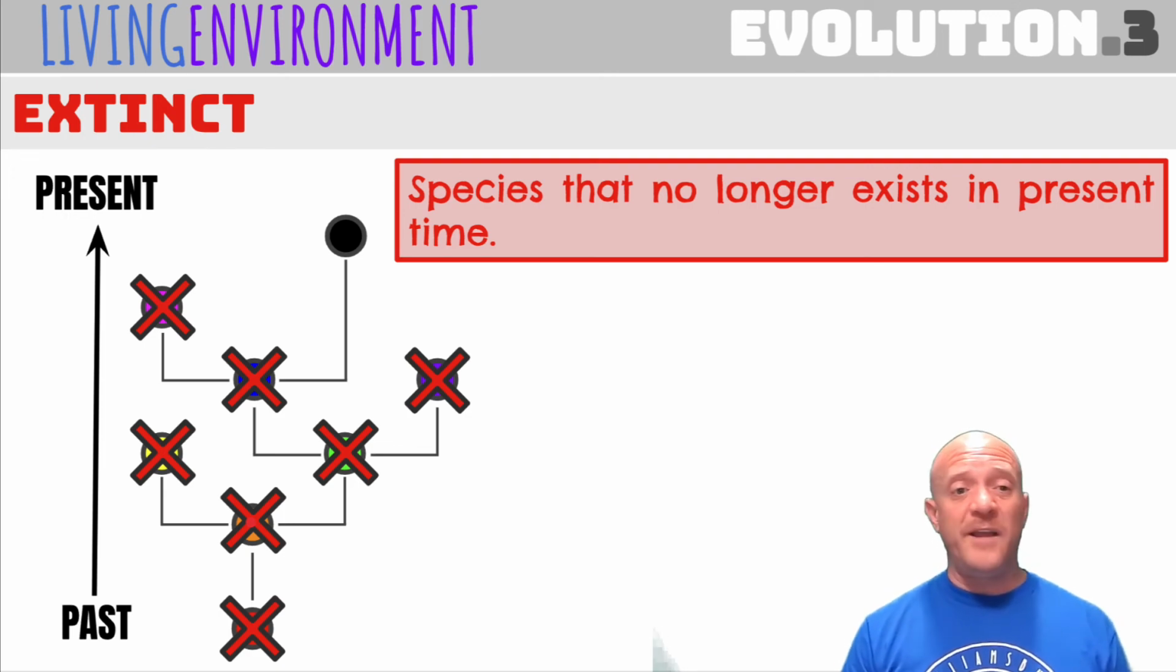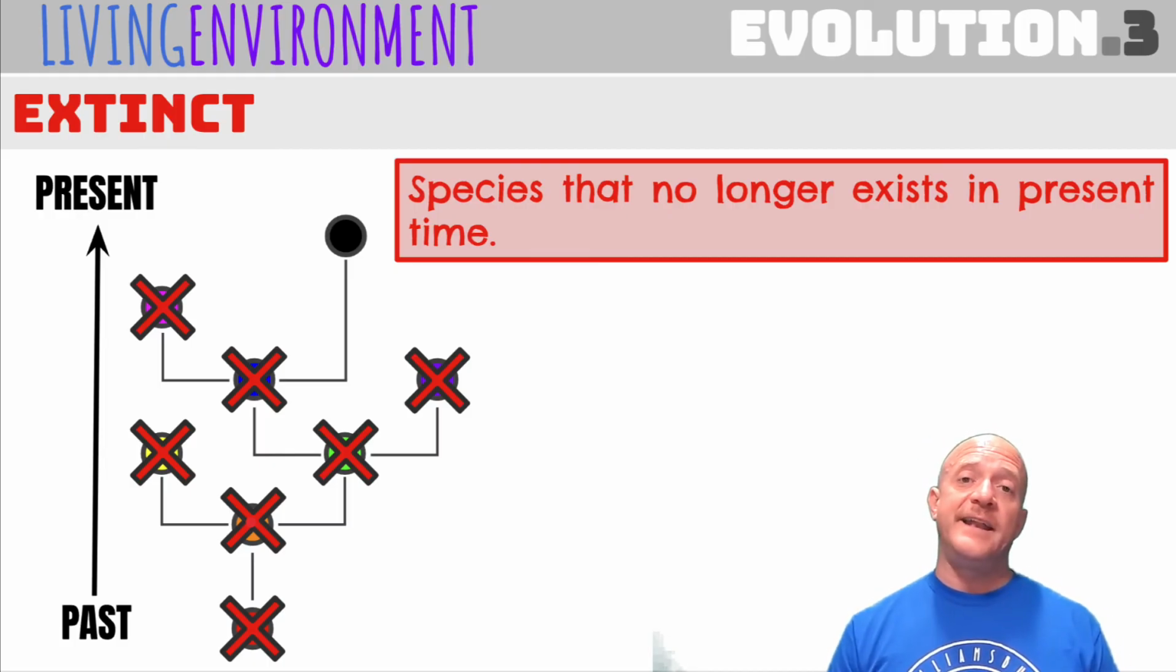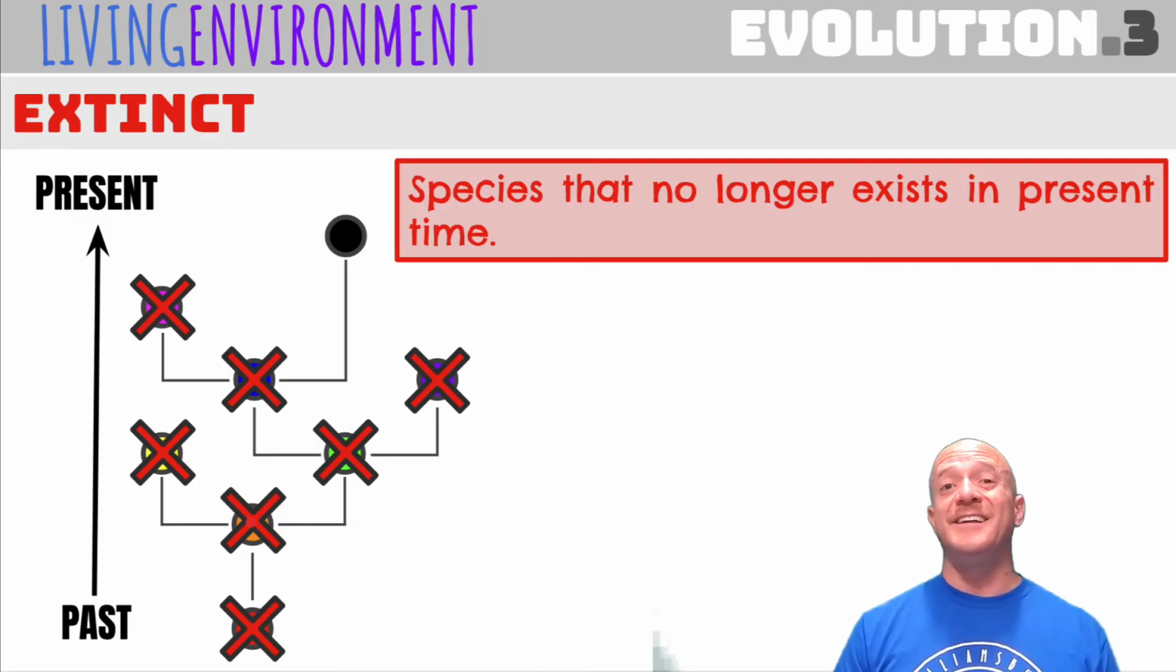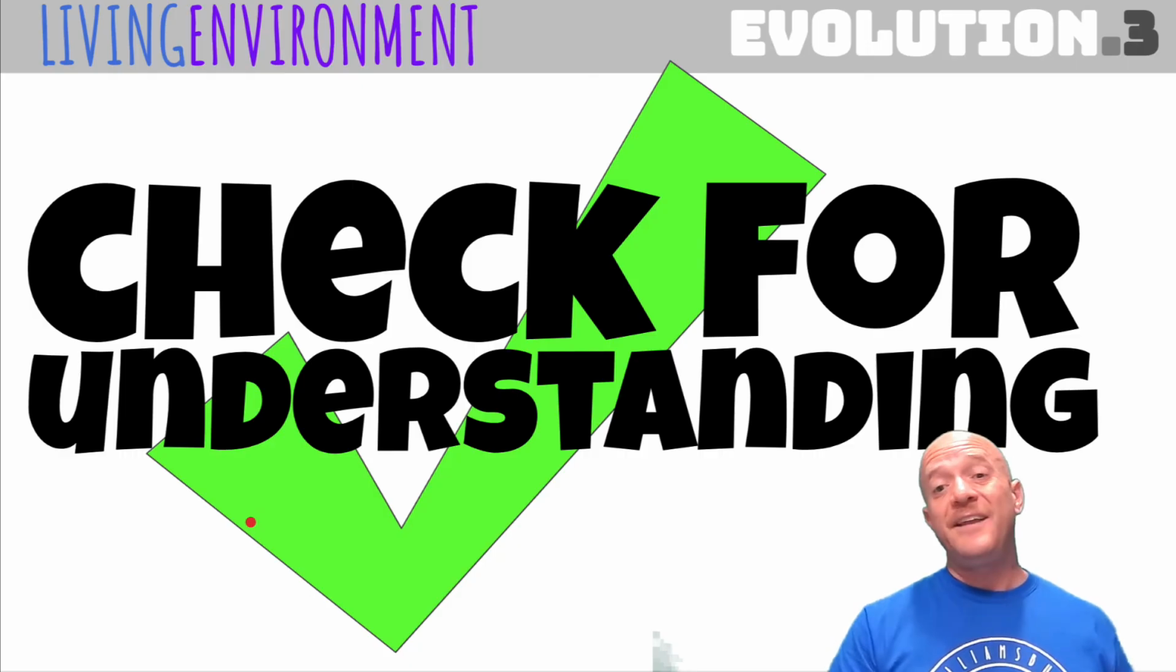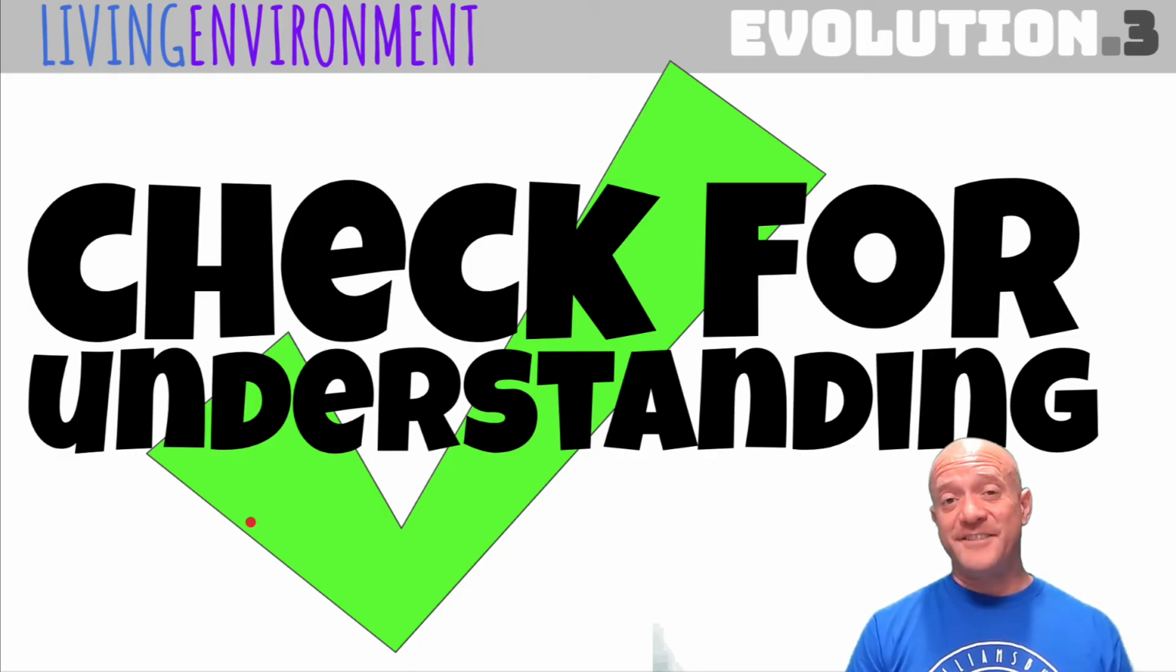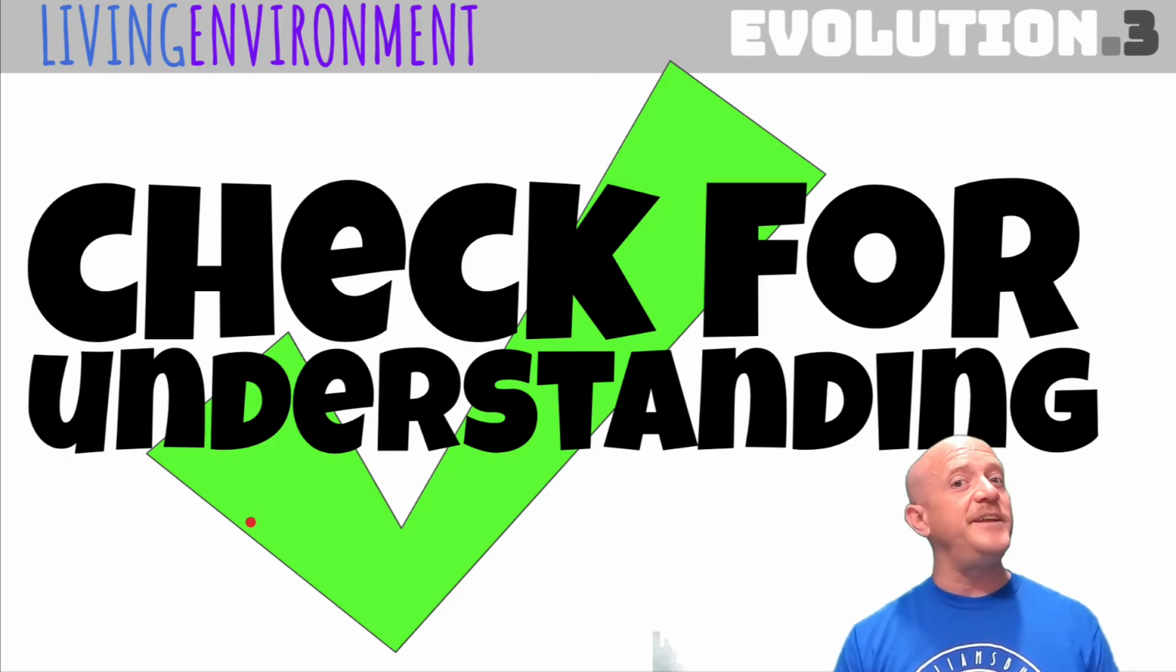We have the dodo, we have the great auk, we have different organisms, the thylacine, which is like what used to be called the Tasmanian wolf, but we have different organisms that have gone extinct due to human activities. So what I would like you to do is respond to this check for understanding. I want to make sure that you understood this video.